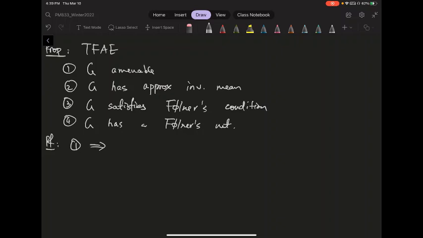So if I have amenability, then it always has an approximate invariant mean. So let M be a left invariant mean on the L infinity of G.